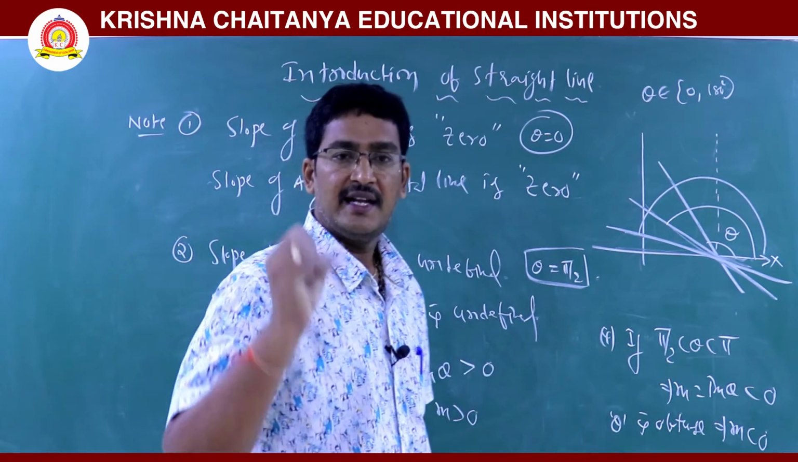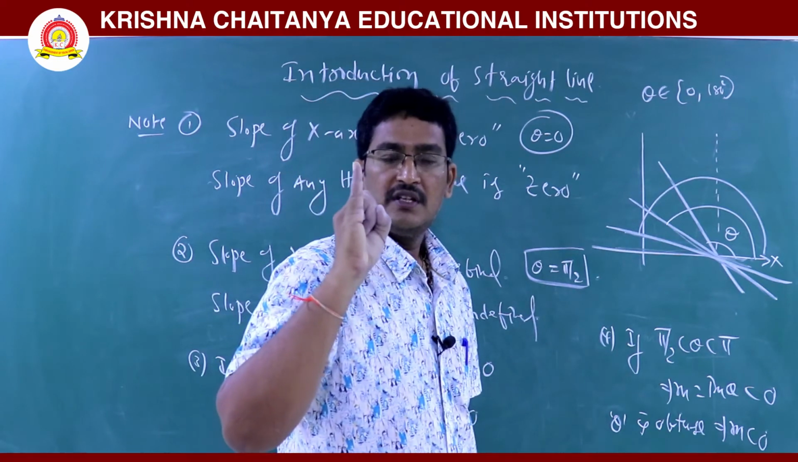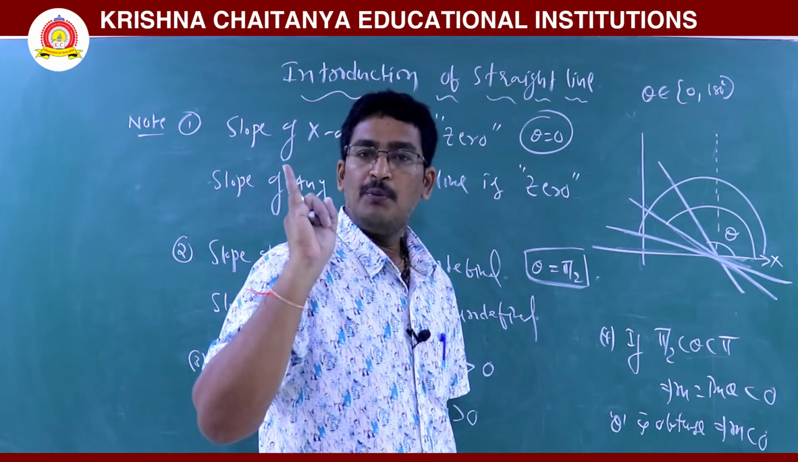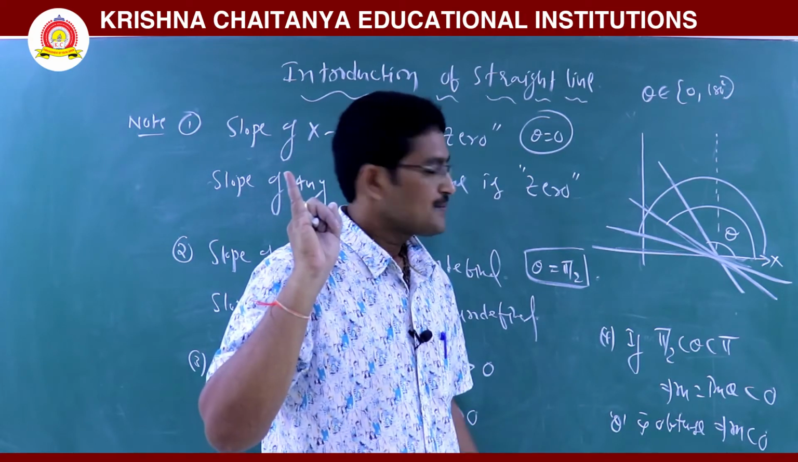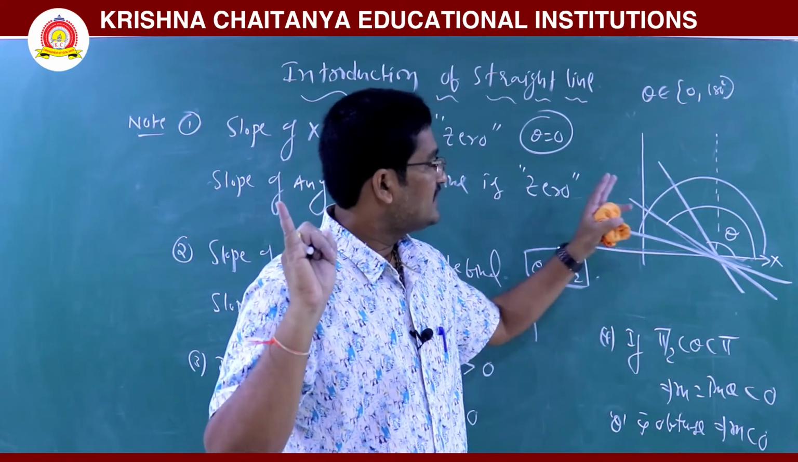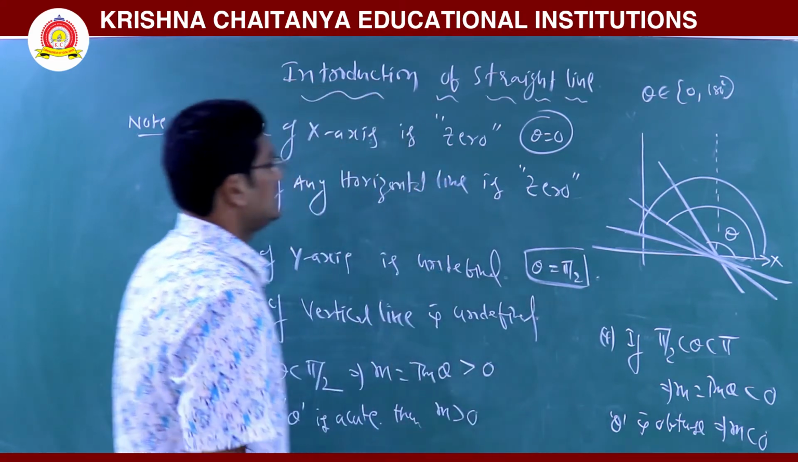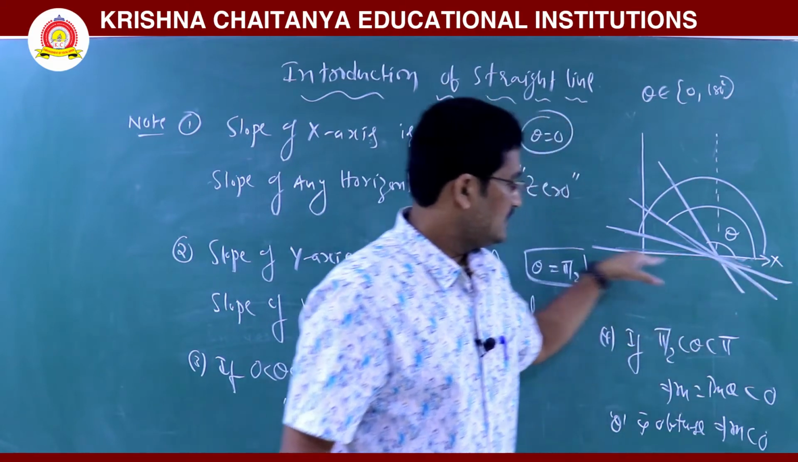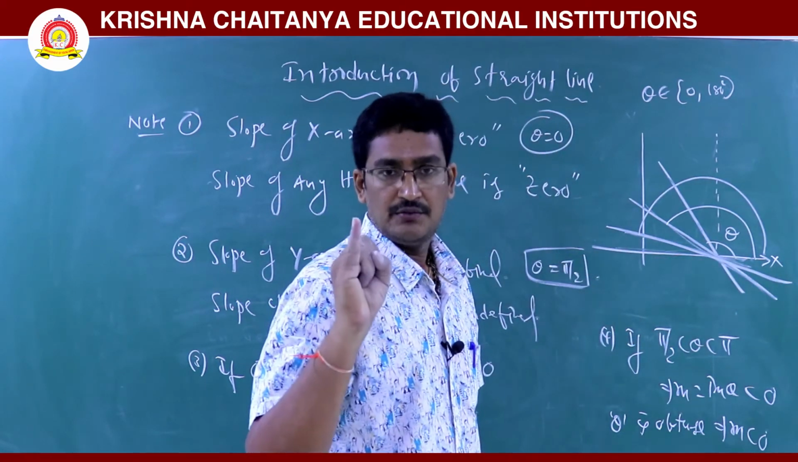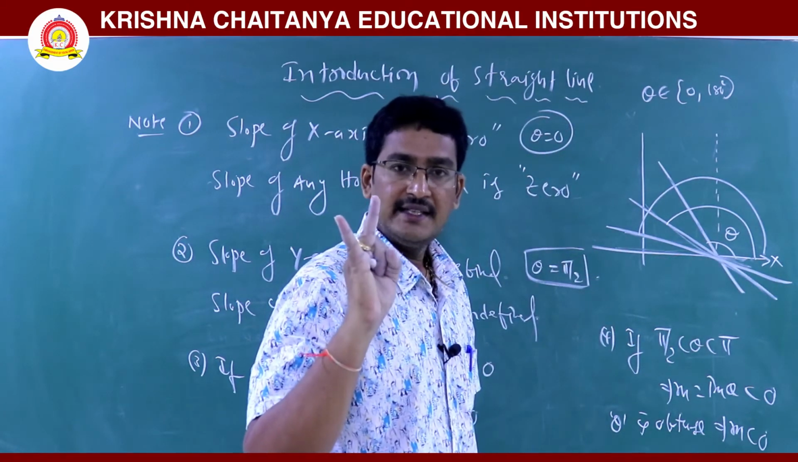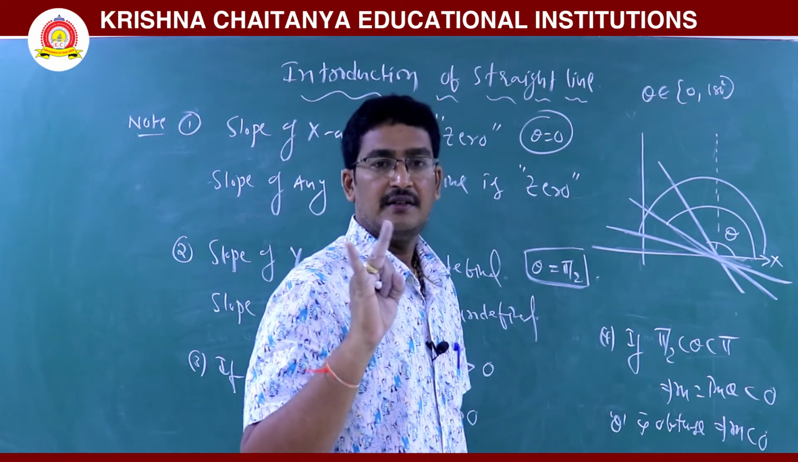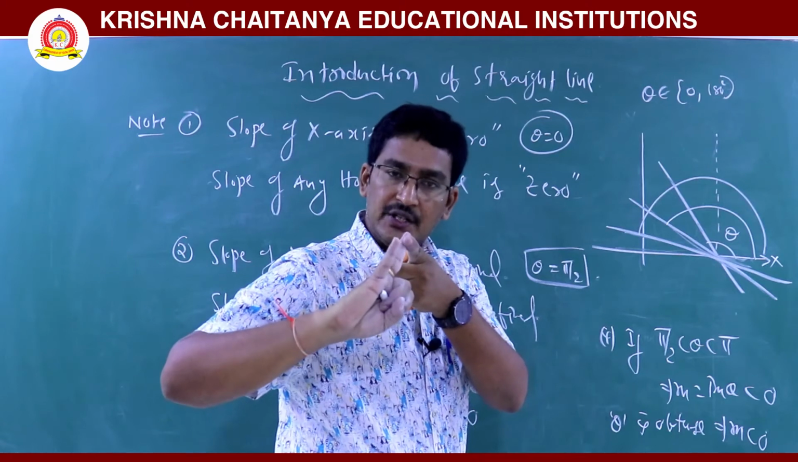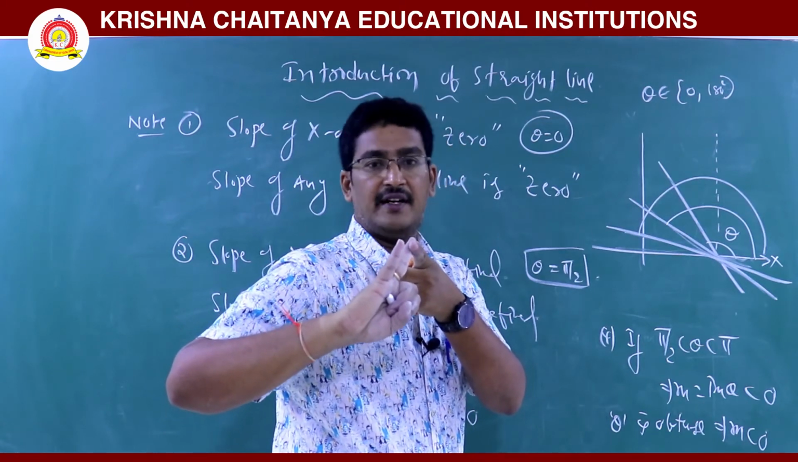So, the slope of the straight line is 0 if it is the x-axis or a horizontal line. That means if theta is equal to 0, then the slope of the x-axis is 0. If theta is equal to 90, then the slope of the y-axis is undefined.